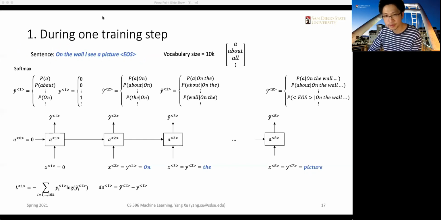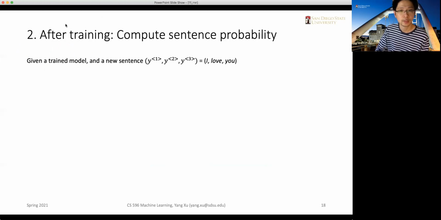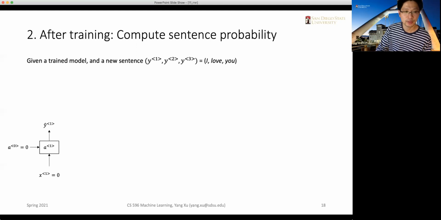So in the next slide, let's look at how we observe the performance, how we measure the performance of our language model. That is to say, we will ask the model being trained to generate some sentences for us, and we will need to measure the probabilities of the sentence being generated, okay? So let's say after the training is done, we can use it to generate some sentence, right?